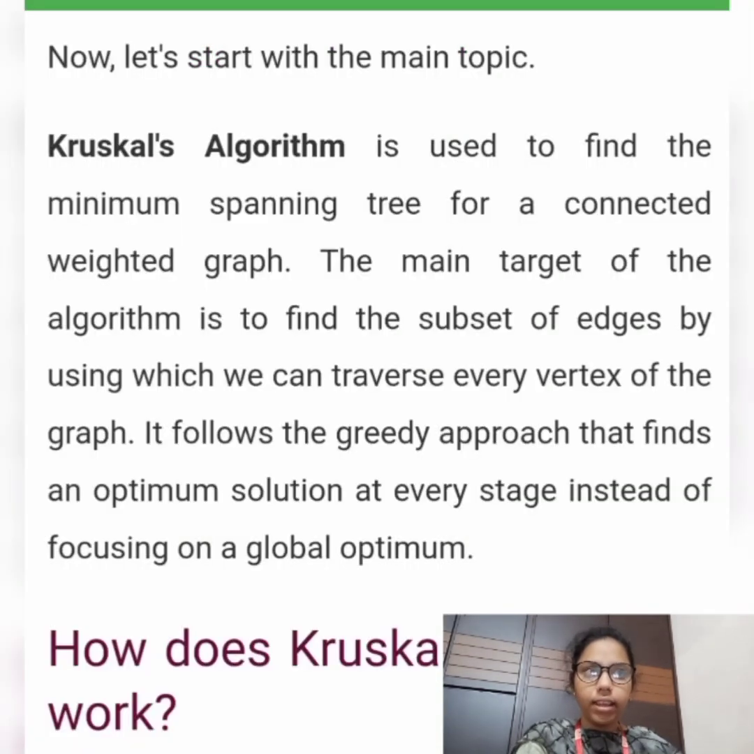And now let's see the main topic, that is Kruskal's algorithm. It is used to find the minimum spanning tree for a connected weighted graph. The main target of the algorithm is to find the subset of edges by using which we can traverse every vertex of the graph. It follows the greedy approach that finds an optimum solution at every stage instead of focusing on a global optimum.